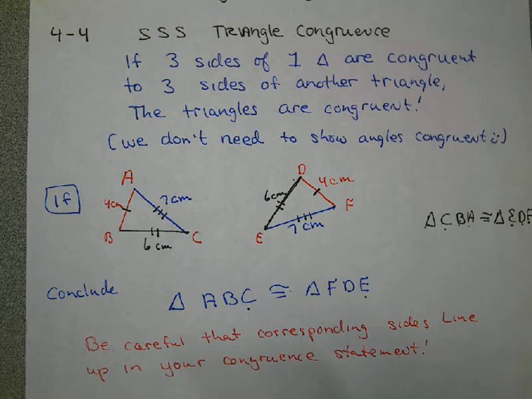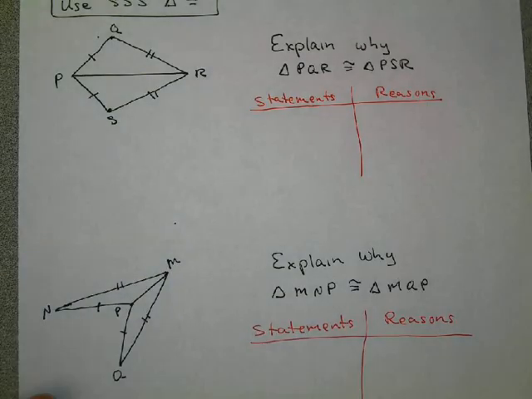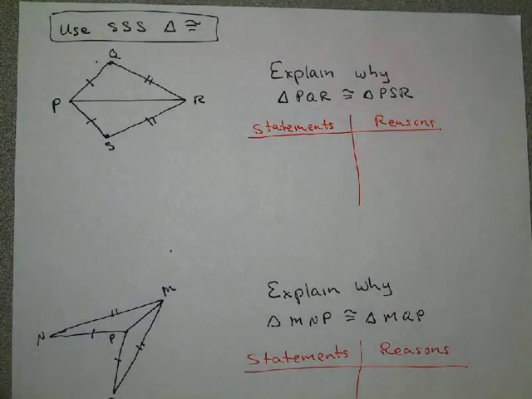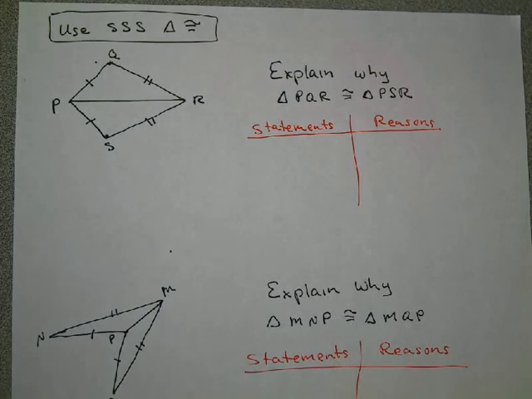So how would we use this? Well, lots shorter proof. Let's take a look at a couple examples here. You'll get some examples, some homework problems. They'll say use side, side, side triangle congruence. Might get a picture like this. And it says, explain why these triangles are congruent.